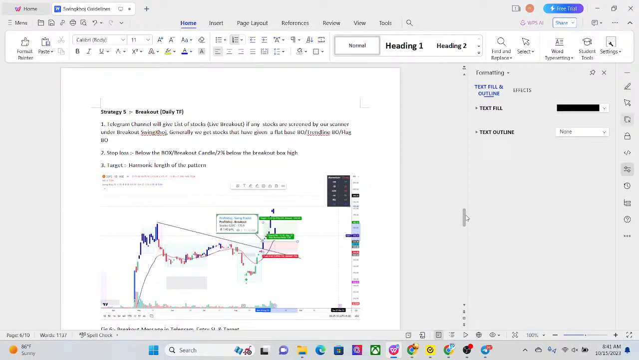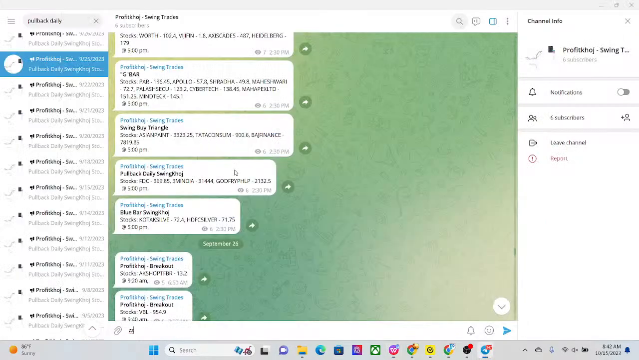So breakout, you can see here. Telegram channel will give a list of stocks, live breakouts, if any stock is screened by our scanner under breakout Swingkhoj. Generally, we get stocks that are giving flat base breakout, trend line breakout, or flag breakout. So stop loss below the box breakout candle, 2% below the breakout high. Target is harmonic length. Okay, let's check any recent examples.